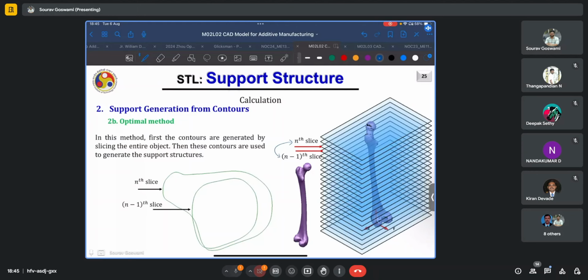So here we have the example from the nth slice and the n minus 1th slice. I will just highlight the n minus 1 in a different color, and the nth slice in a different color. Say this nth slice is clearly larger than the n minus 1th slice, and thus there will be several regions which are unsupported. There is also the region which overlaps with the n minus 1th slice, which will be already supported, and thus supports will be needed in the region highlighted in purple here.